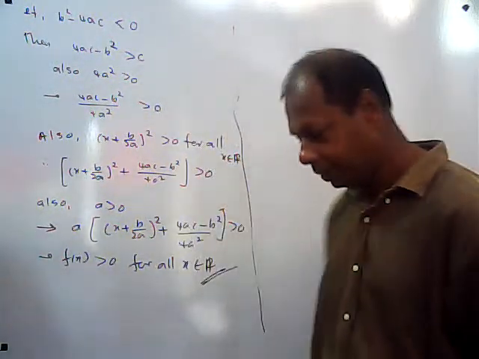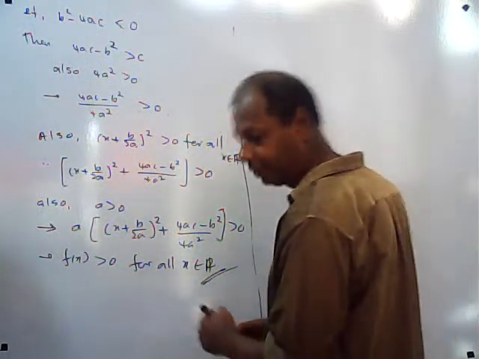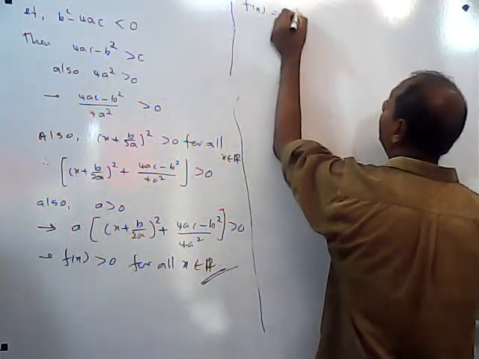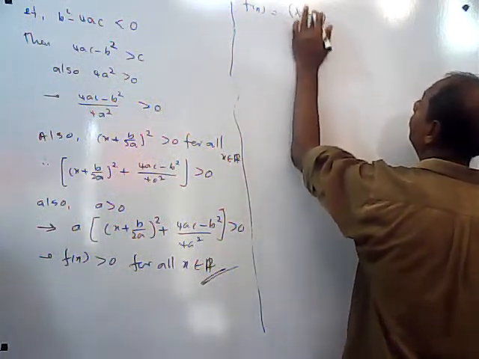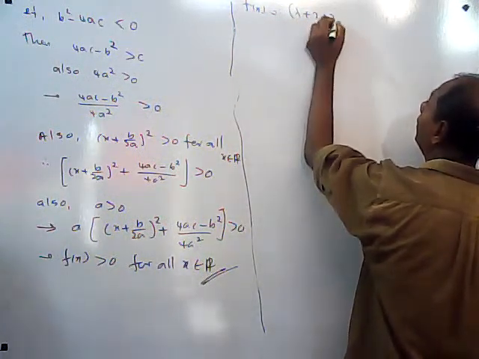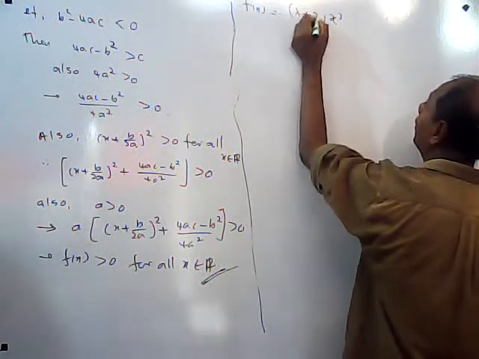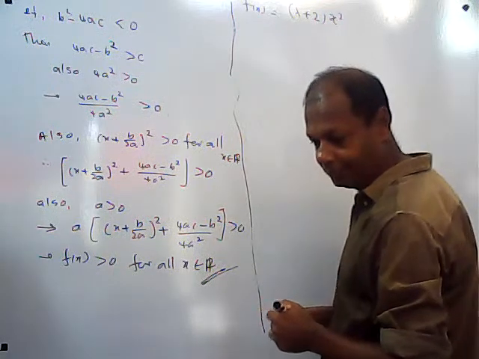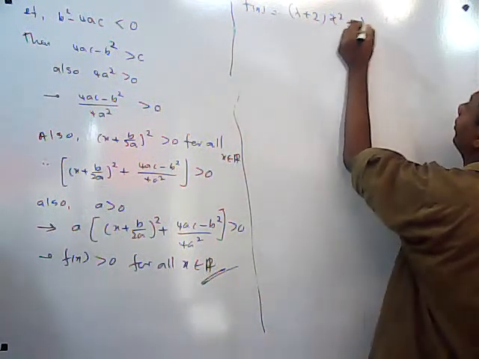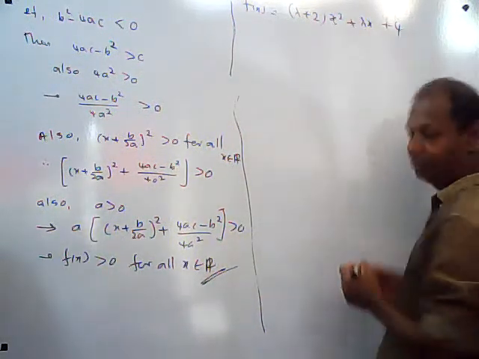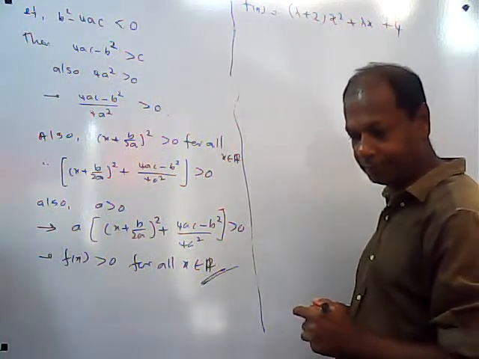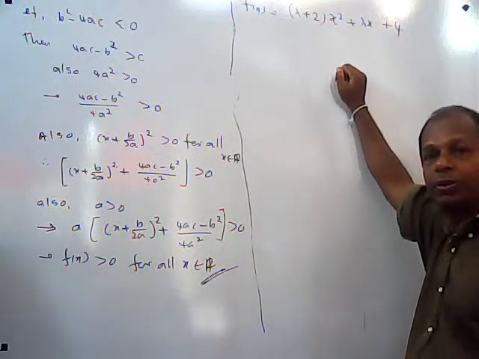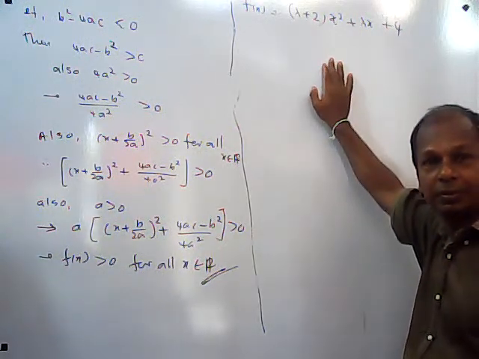The given function is f(x) = (lambda + 2)x squared + lambda x + 4. This is to be always positive. What is the requirement?